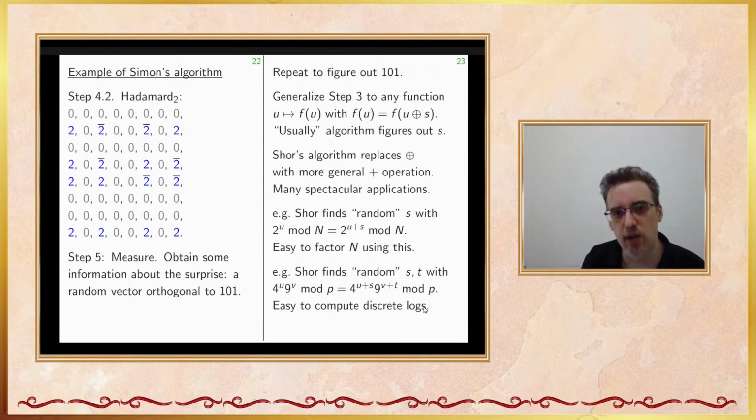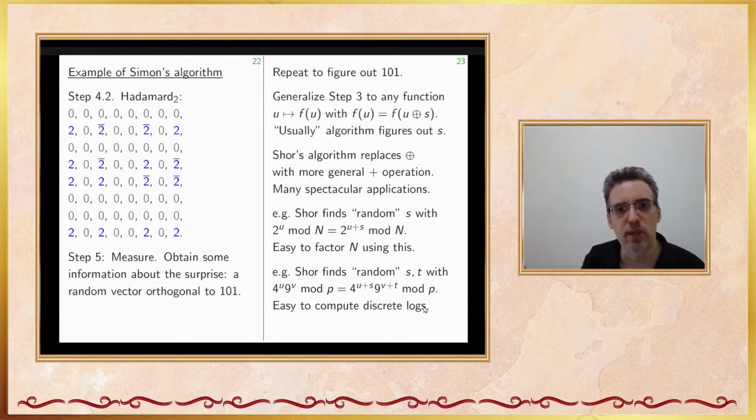Now, for discrete logarithms, Shor says, let's look at periods of a function with 2 integer inputs. So here, instead of just one integer u, there are 2 integers u and v, let's say integers modulo p minus 1, where p is some big prime number. And now you take the function mapping the pair u and v to 4 to the u, 9 to the v, modulo this prime number p. And that's again periodic.